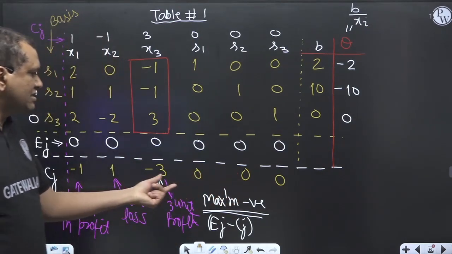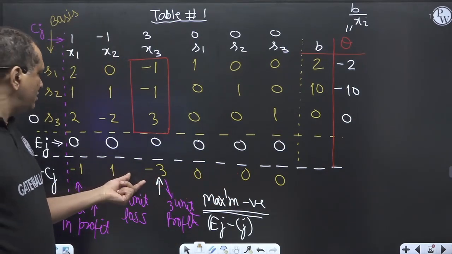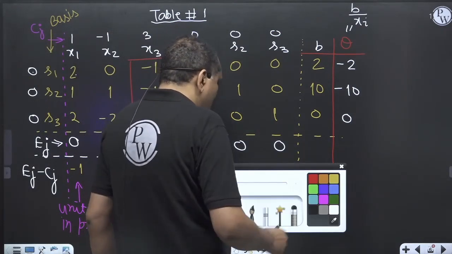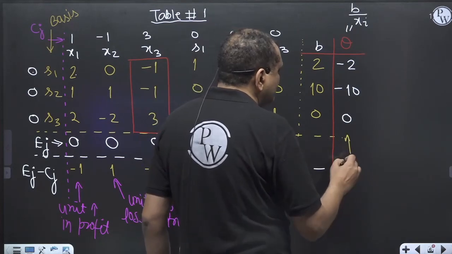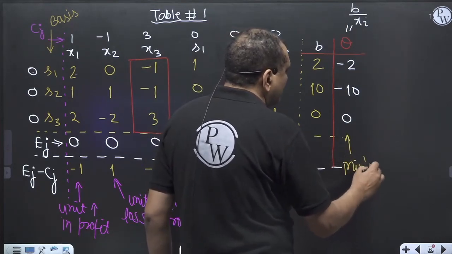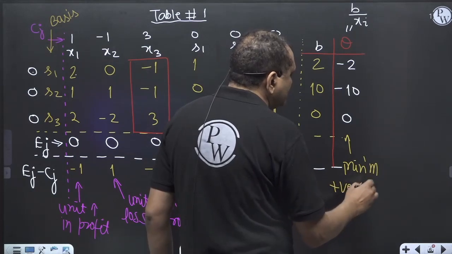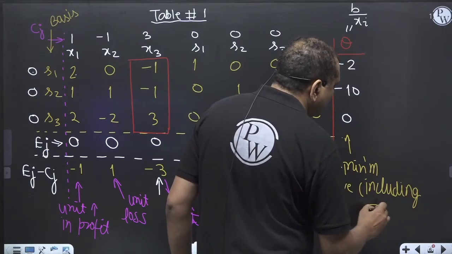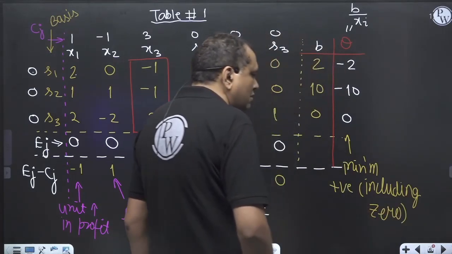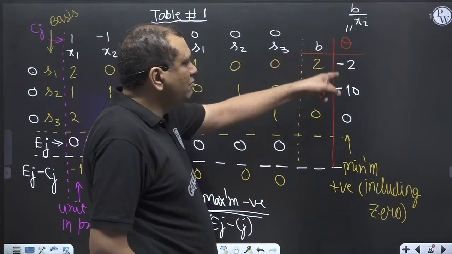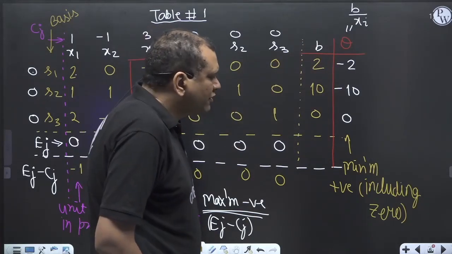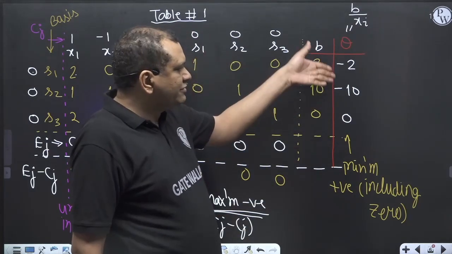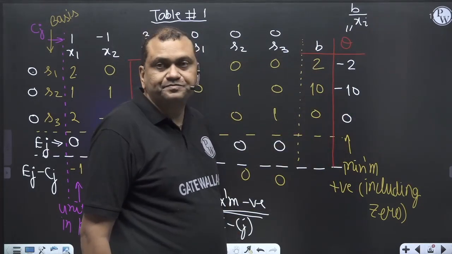We select the maximum negative from Ej minus Zj at the bottom, and we select the minimum positive, including 0, from the theta column. We select the minimum positive value including 0 from this column.